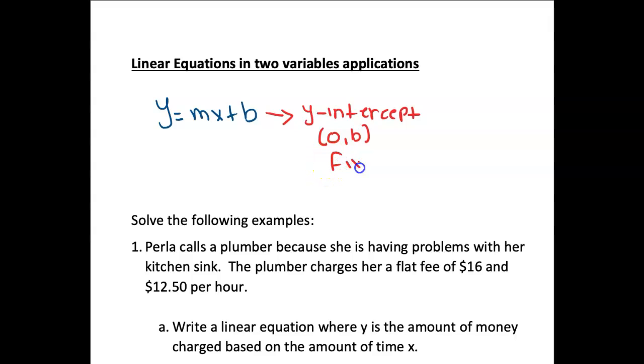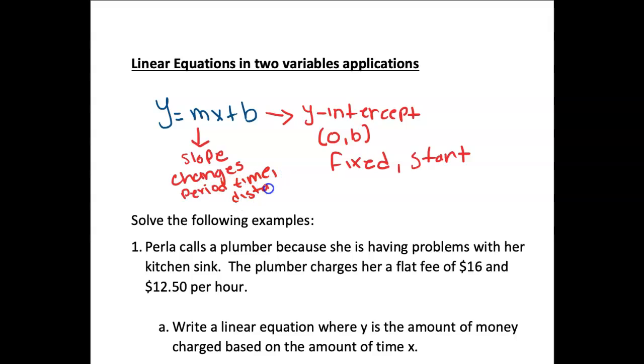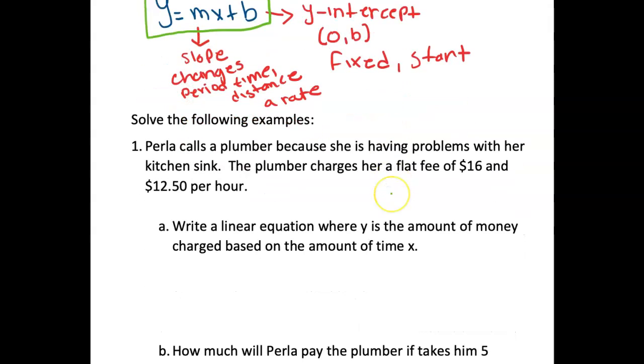And when it comes to applications, the keywords that we're going to see are fixed point, fixed amount. Fixed point is the start, something that does not change. Now the slope is something that changes over a period of time, distance, and so on. This is a rate. So using the slope-intercept form, we're going to solve a few applications. Let's see.